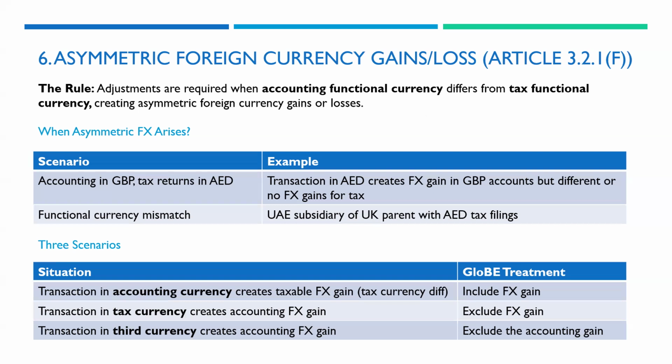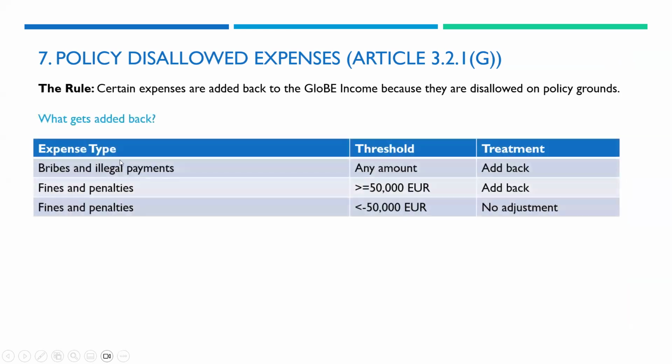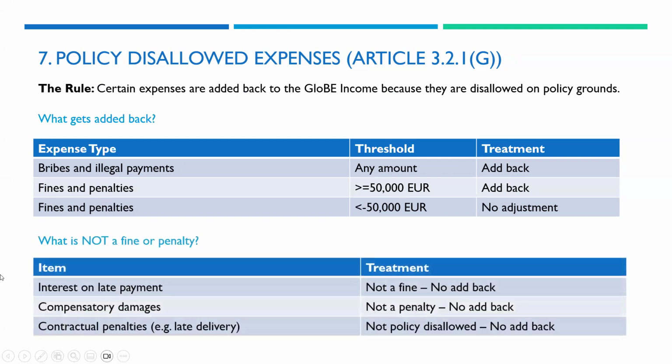So this is asymmetric foreign gains. If you understood this, the other adjustments are pretty simple. The seventh one is policy disallowed expenses. Again, this is something at par with UAE CT law. What they say is certain expenses are added back to GloBE income because they are disallowed on policy grounds. Now, what are these? Bribes and illegal payments: any threshold, any amount, you have to add back. This is plain and simple as it is there in the CT law. If there are fines and penalties of more than 50,000 euros, add back. If there are fines and penalties up to 50,000 euros, you don't need to do any adjustment for GloBE income.